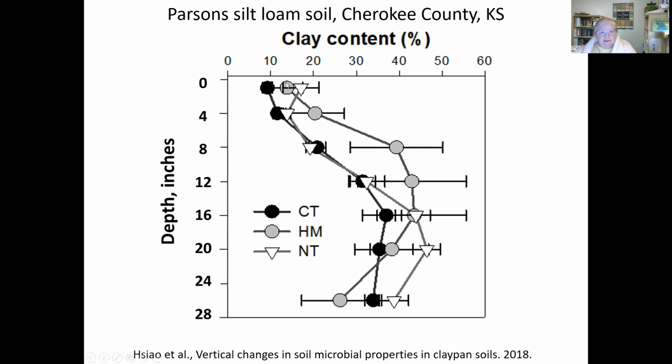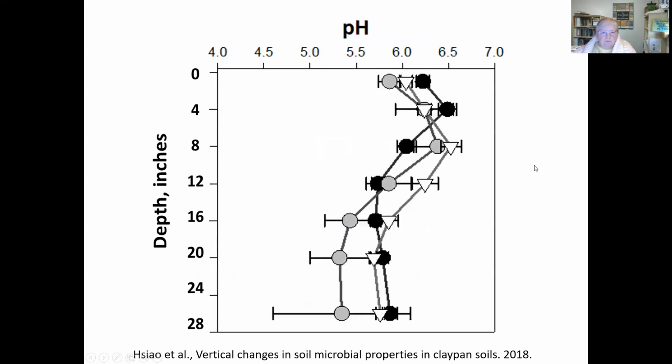If we look at the change in clay content again, we'll have a very high clay lens. And in these slides, I'm going to show you, these are from 3 different production types: conventional till, a hay meadow, which had been in long-term grass production, and then no-till. But you can see for all 3 of these, we've got a fairly typical clay content. It increases very quickly to a very high clay content within the soil profile.